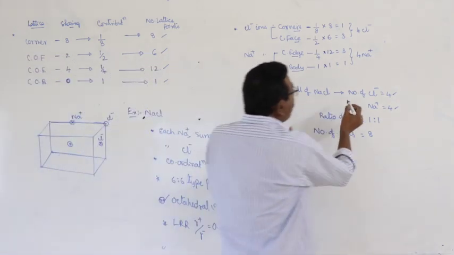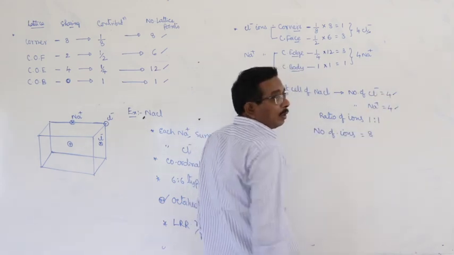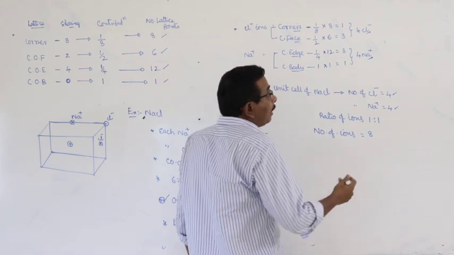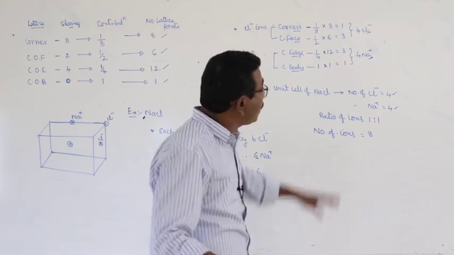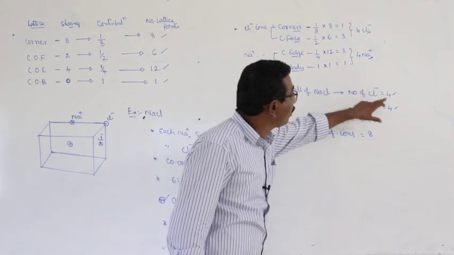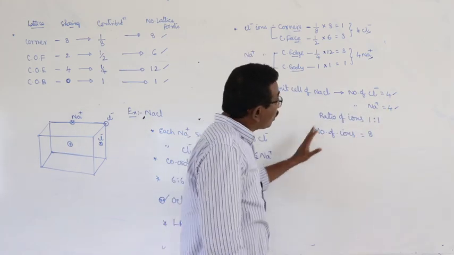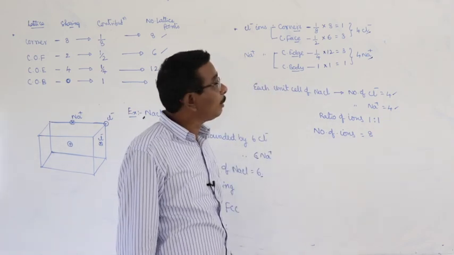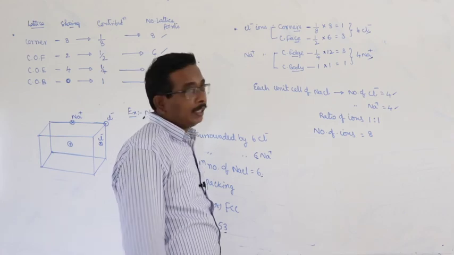Number of Cl minus ions present in each unit cell of sodium chloride is 4. Number of Na plus ions present in each unit cell of sodium chloride is 4. Number of Cl minus ions and Na plus ions present in the unit cell is 4 and 4. Ratio 4:4, nothing but 1:1. Total number of ions present is equal to 8. Okay.